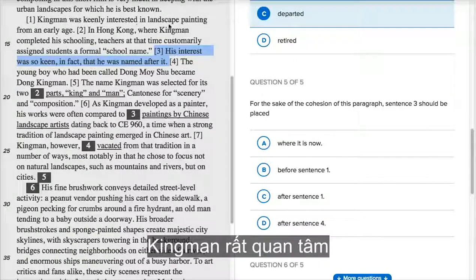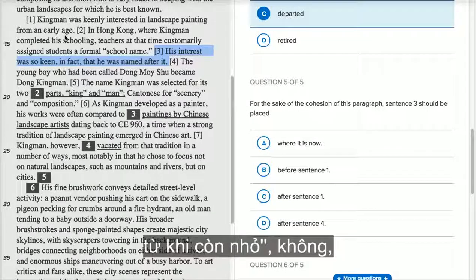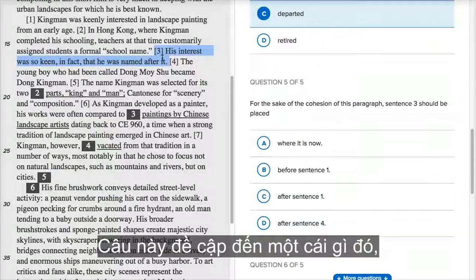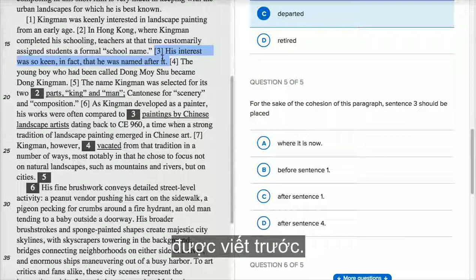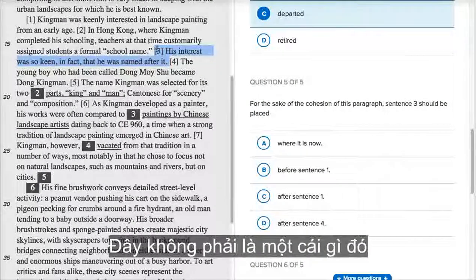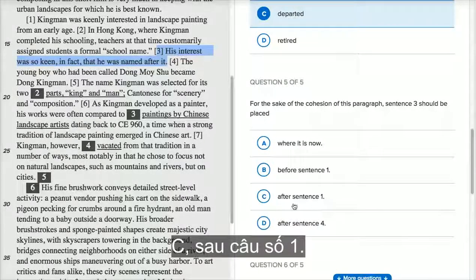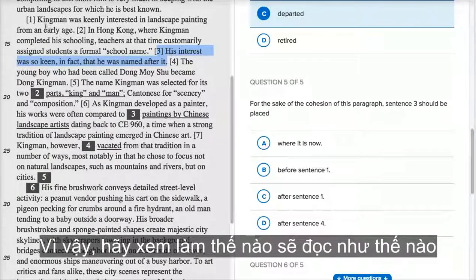Kingman was keenly interested in landscape painting from an early age. No, that doesn't work, this sentence 3 is referring to something. So something else has to be written before. This would not be something that you would want to start the paragraph with. C, after sentence 1. So let's see how that would read.